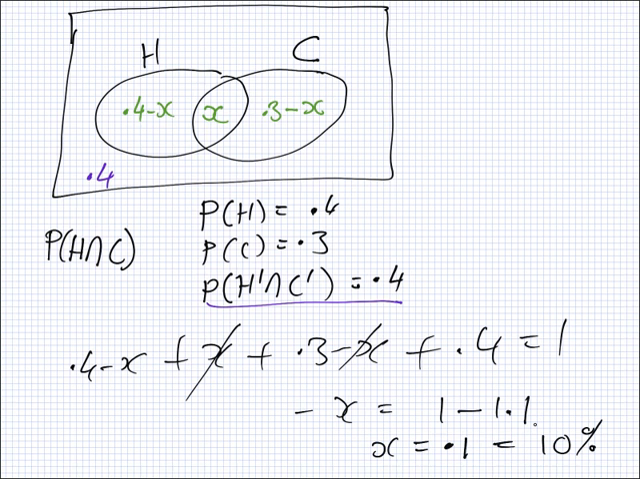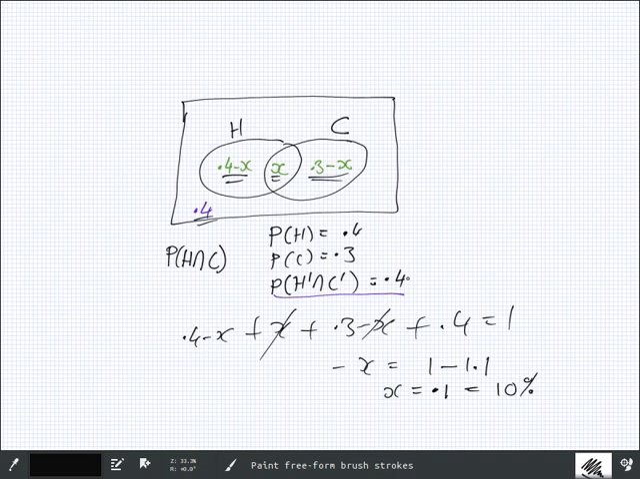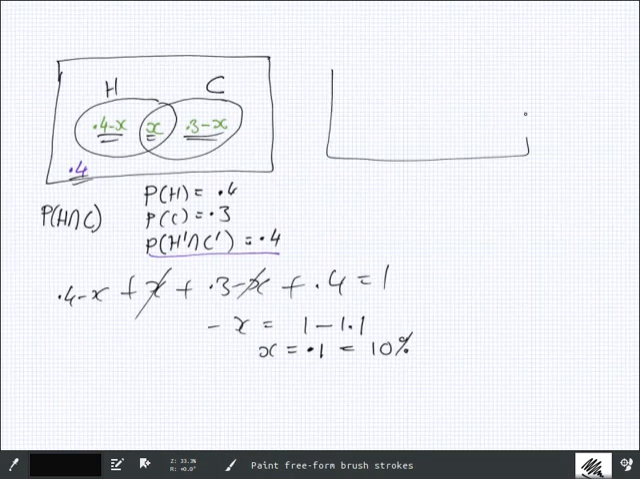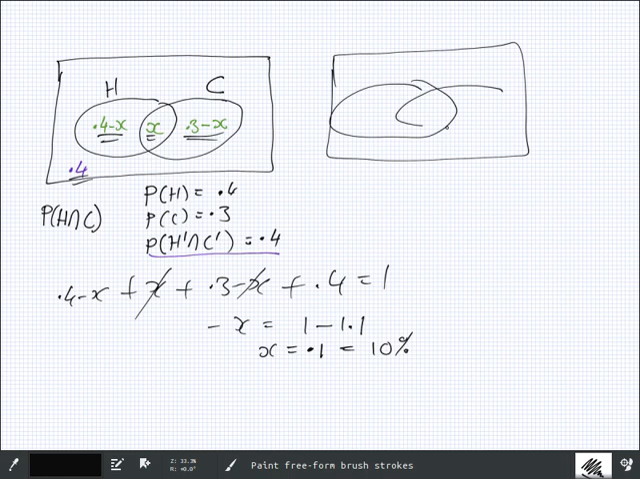Yes. Say again? The total must be 1. No, I mean, this diagram is 1. This plus this plus this plus this for all diagrams must always be 1. Let's actually fill in the X as 0.1. I'll just add the numbers in. This here is 0.3, here 0.1, here 0.2, and here 0.4.